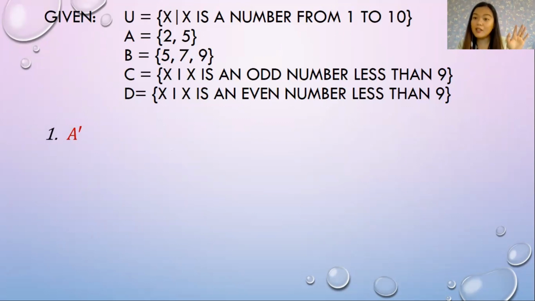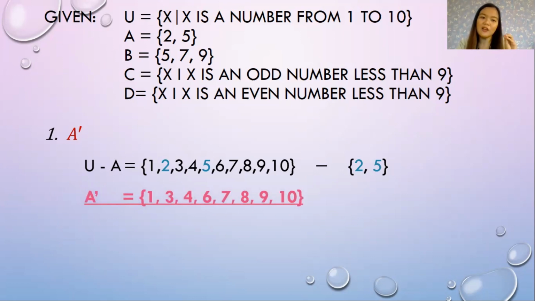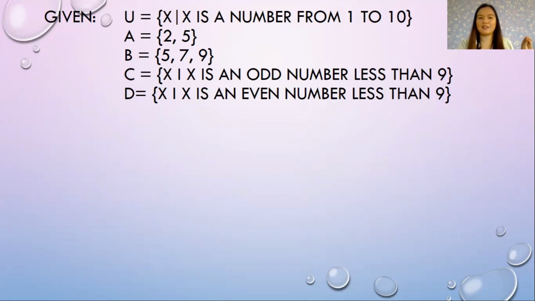So, A complement. Pag A complement, sa U tayo magma-minus. So, U minus A, mag-focus lang tayo sa first. 1, 2, 3, 4, 5, 6, 7, 8, 9, 10, minus 2, 5. Tanggalin natin yung 2 at 5. So, yung natira lang ay yung 1, 3, 4, 6, 7, 8, 9, 10.